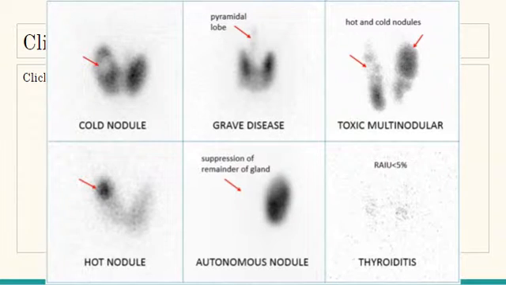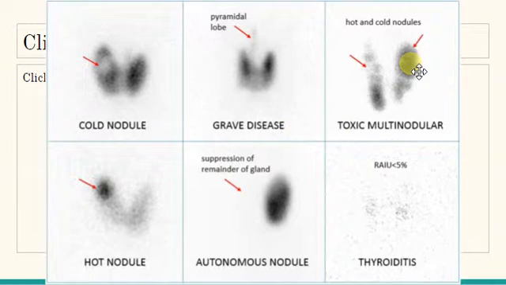So here's some pictures of thyroid scans. On the top left here, you can see right over here a cold nodule. So basically, it's a nodule with low uptake. This is concerning for cancer, so you would have to send a patient for a biopsy to rule out cancer. And in Graves' disease, you see how there's a symmetric, high uptake of the material here.